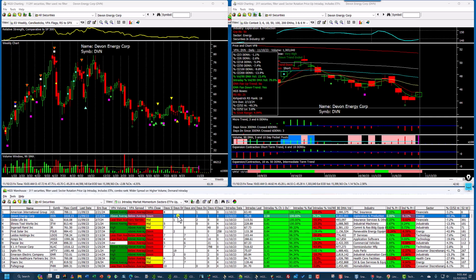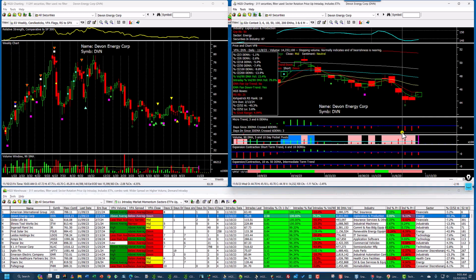4 days ago, the 3 crossed the 6 to the downside, and the same thing on the volume point of control. Right here, and it's still negative. There's just a little buying. This would be a very early buy. If it's not really a buy, it's because this chart is weak on the weekly chart.